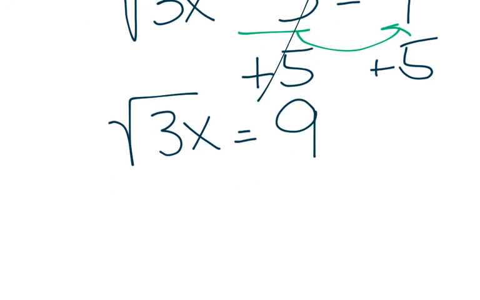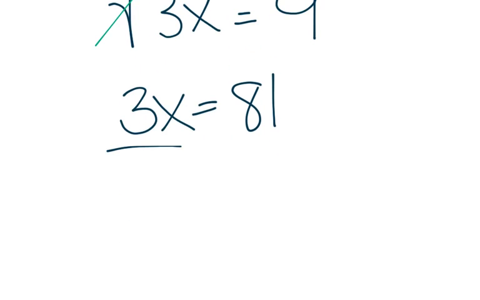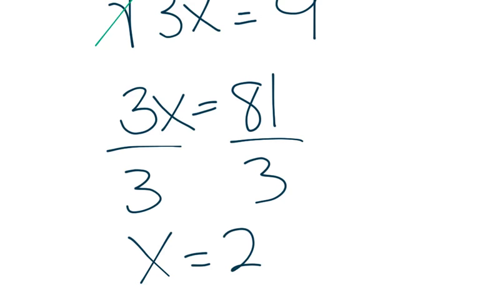Now we can square both sides to get rid of this radical. So we have 3x equals 9 squared, which is 81. Now we want to divide both sides by 3. So x equals 27.